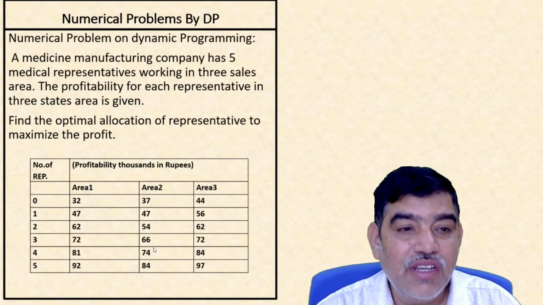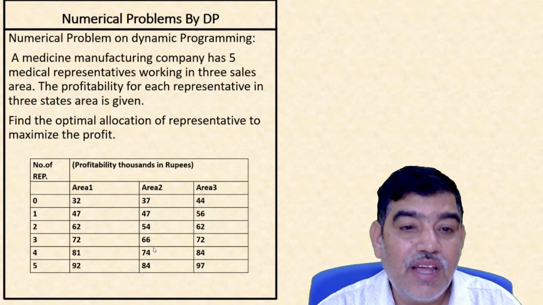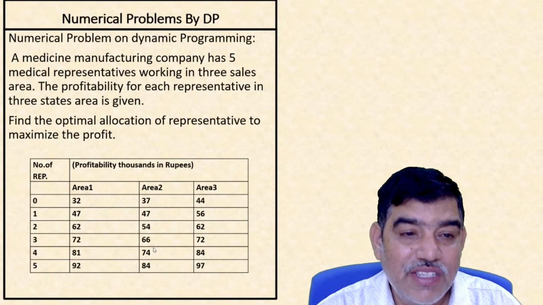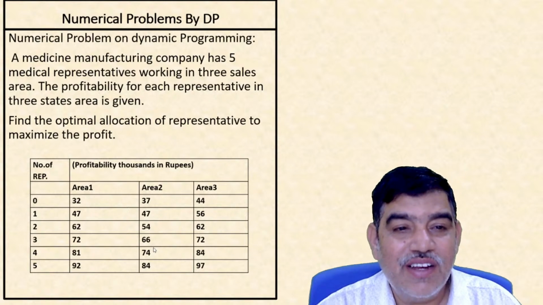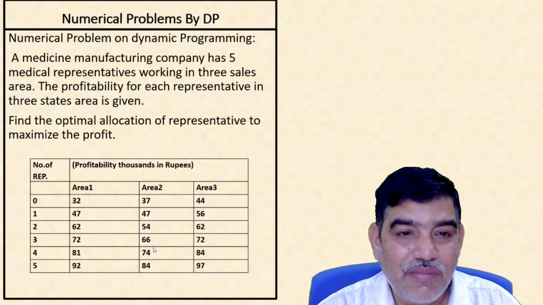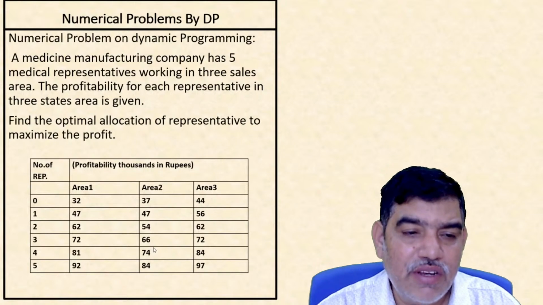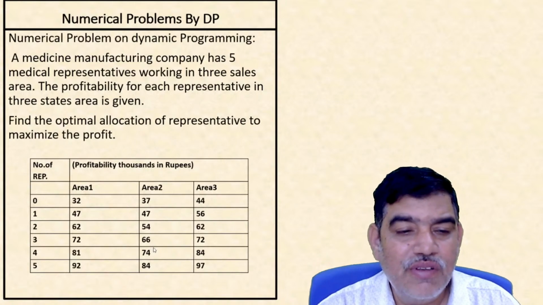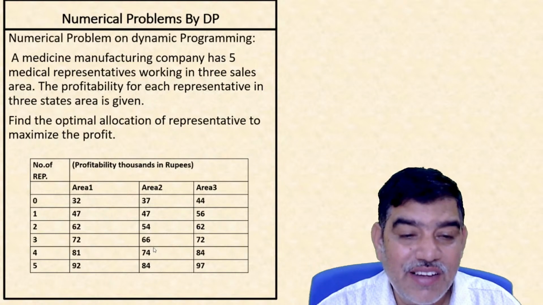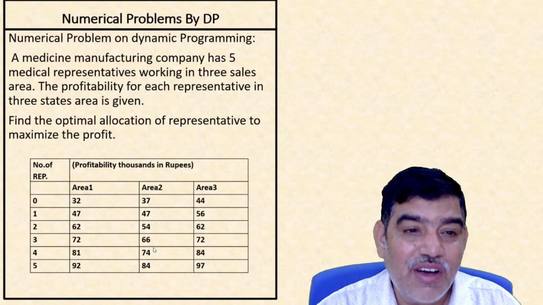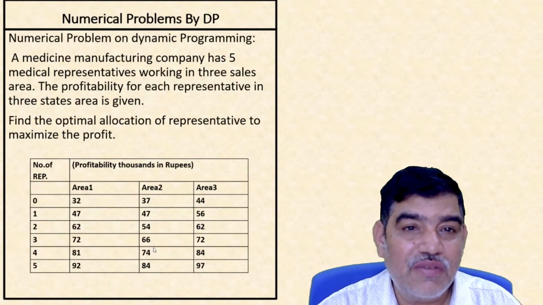That is mentioned in the question, and the question asks you to find the optimal allocation of representatives to maximize the profit. That is our job. You allocate the number of representatives in different areas. You may consider 2 representatives in area 1, 1 representative in area 2, and 2 representatives in area 3. In total, that is 5 representatives working in 3 different areas. So we have to find the best solution, the optimal allocation of representatives to maximize the profit. So this is our question.